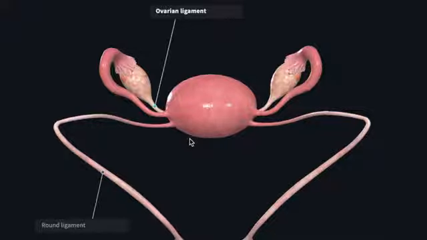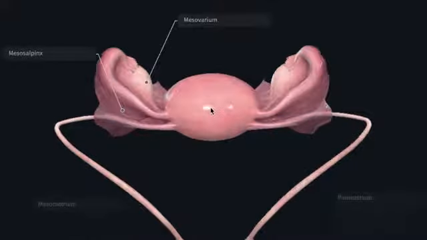The ovarian and round ligament are remnants of the gubernaculum, which is the embryonic cord-like structure that guides the gonads through the inguinal canal. Normally, descent of the gonads will only occur in males. The other ligament that can be considered at this point is the broad ligament.